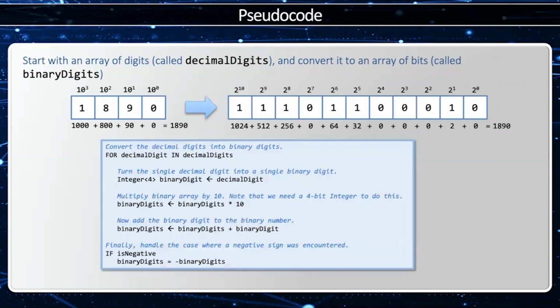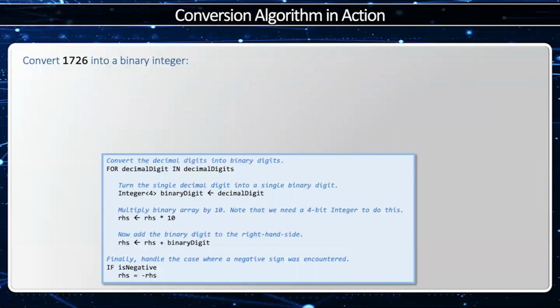Well, first of all, we're going to loop through all the decimal digits one at a time, and then we're going to create a single binary integer of 4 bits representing a single digit. So 1, and then 8, and then 9, and then 0. Then we're going to take our binary digits and multiply by 10 to shift it over by a slot, and then we're going to add on our decimal digit, and then we're going to continue the process until we're out of decimal digits. And at the very end, we're going to add our negative as necessary. So let's take a look at how this works.